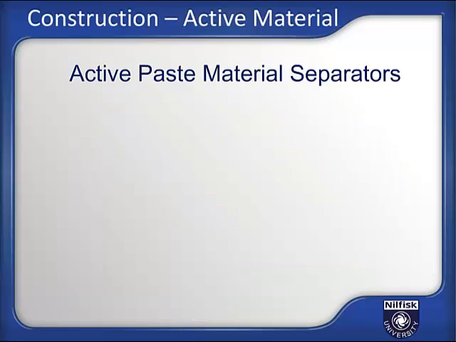So now that you have your grid and your active material is adhered to the grid, you need to install an active paste material separator. Basically a separator is a porous sheet that allows transfer of ions between the plates but prevents physical contact, because if your positive plate and your negative plate were to touch, they would quickly transfer ions between them, canceling each other out and losing their stored energy.